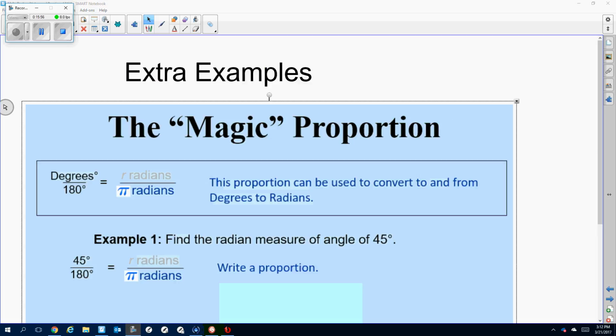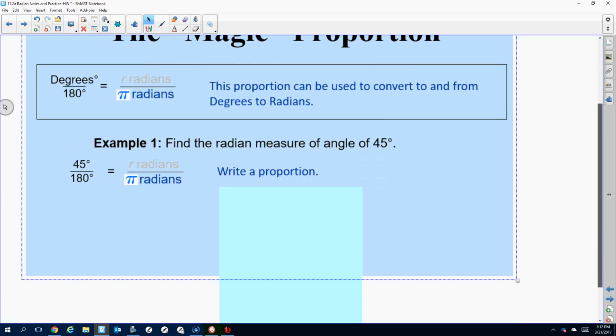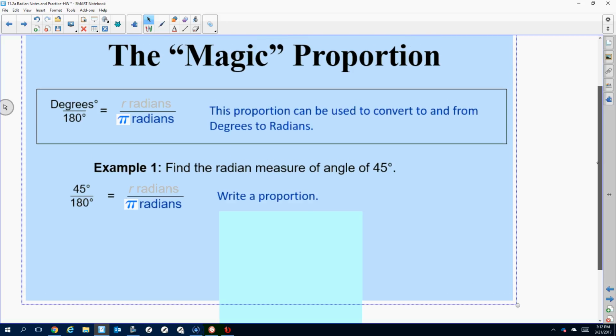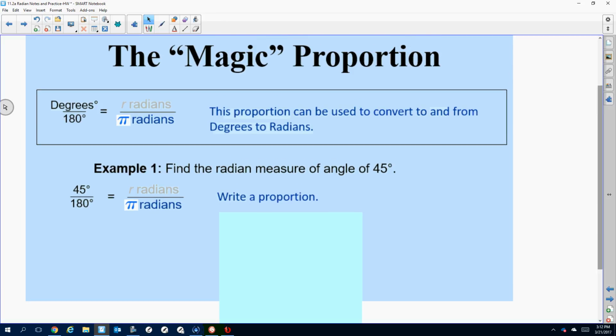All right, so if you need to put this extra example on another sheet of paper, you can. On the next sheet, I need you to copy down the proportion. This proportion can be used to convert from degrees to radians. So copy what's in the box at least, and we're going to do the example together. In the box, it's right here. Your degrees over 180 is equal to r radians over pi radians. Okay?